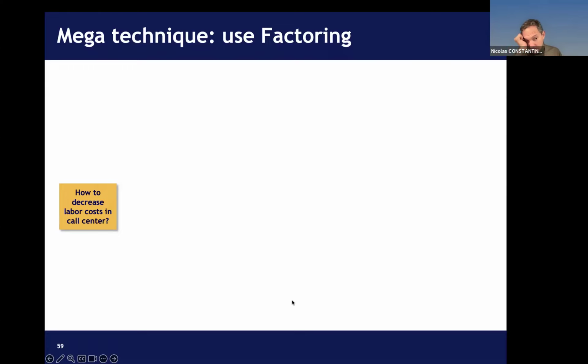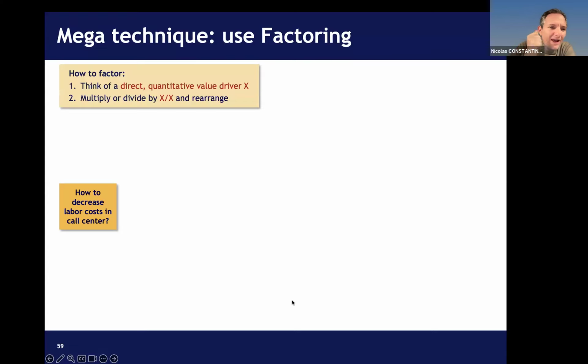The way factoring works, remember, is that this is a very quantitative exercise. You want to start with the core of the question, here basically labor cost. And you want to think about a direct quantitative value driver, which we're going to call X, something that has a direct impact on labor cost. And what we're going to do is multiply or divide by X over X and then rearrange.